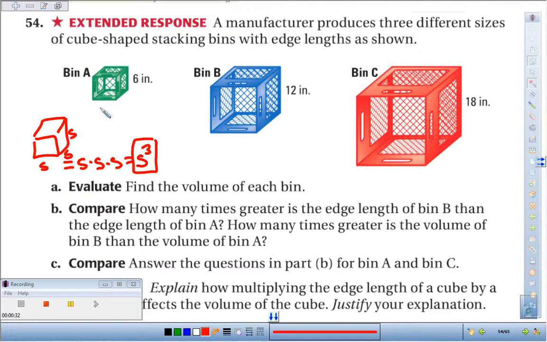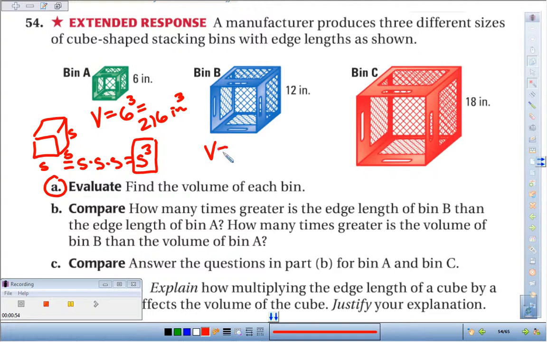So if we look at bin A, we're supposed to find the volume here for part A. Find the volume of that bin. We'll take the side length cubed. 6 cubed is 216, and we measure in cubic inches. Again, it's like how many little cubes would fit inside this bigger cube. We'd have 216 little cubic inches that would fit in there.